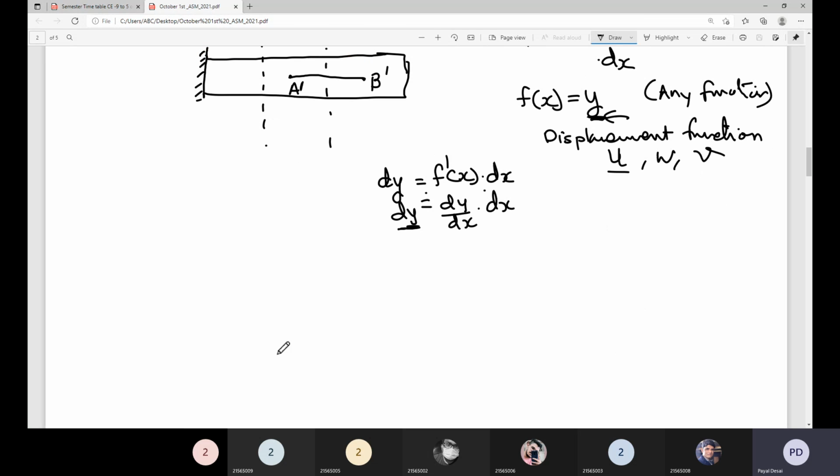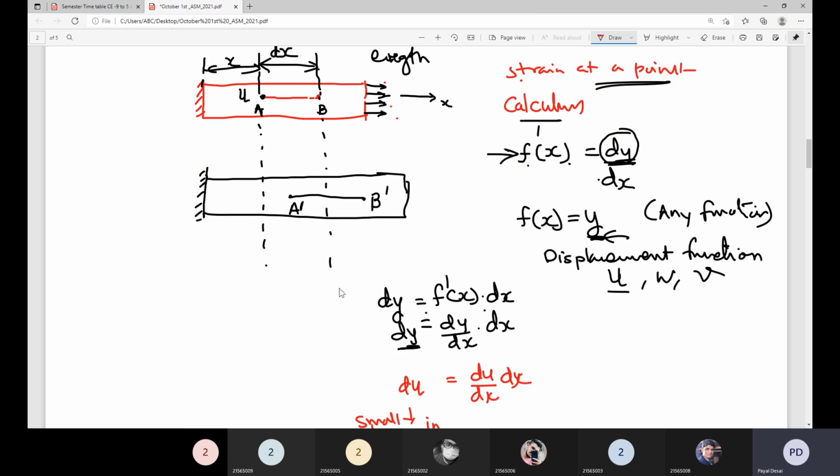Now how much is the increase in the function? So in our case, when I want to write in terms of u, I can write du, change in the u, small change in the displacement function. du can be written as du by dx into dx. And then how much is the increase? Why dx? Because with respect to x. So here you may see with respect to x.